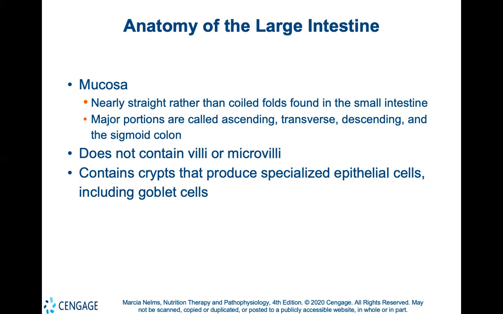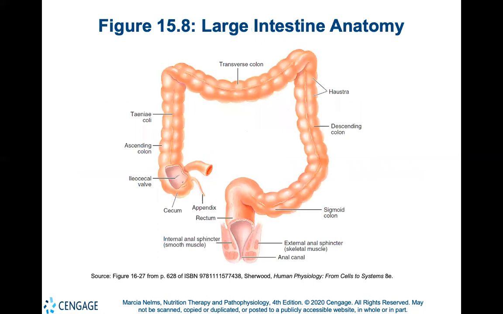The large intestine does not have villi or microvilli, though it contains large pits or crypts that are similar to the crypts between the villi in the small intestine. Figure 15.8 shows the large intestine's anatomy.